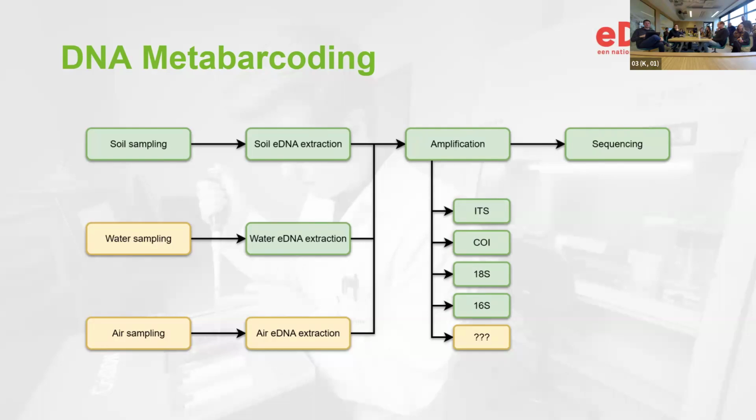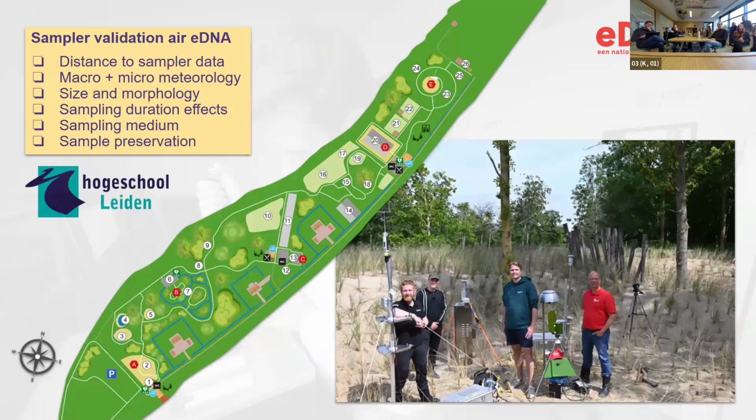This is the DNA metabarcoding workflow for the different sample types: soil, water, and air. As you can see, for soil, we already have the whole pipeline up and running. For water samples, we're still working on some sampling protocols and some tooling around that. For air samples, we're also still working a bit on the extraction protocols, but basically the amplification and the sequencing is the same for all three methods. We might use some different markers, but it's still a bit of an open discussion at the moment.